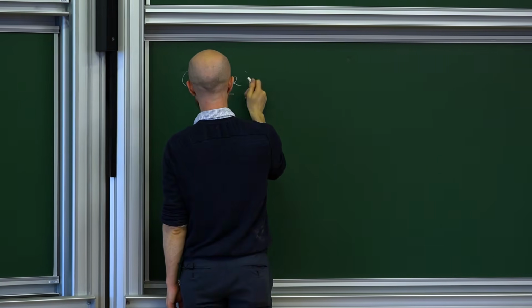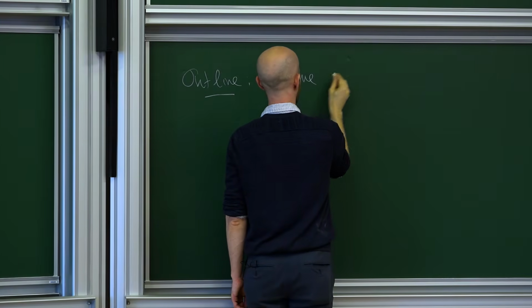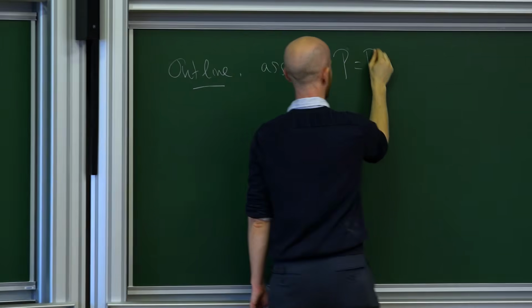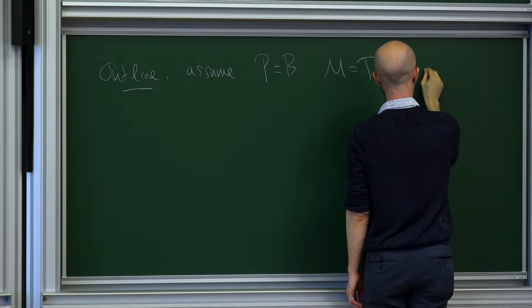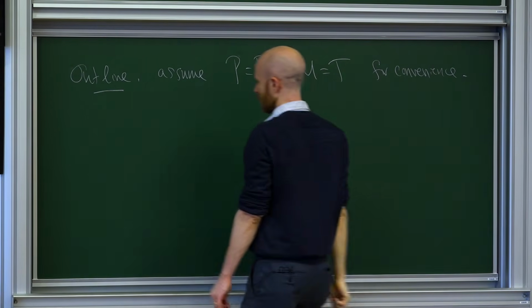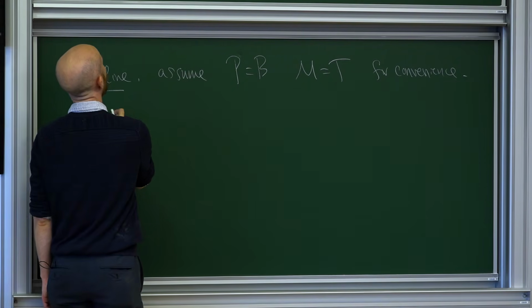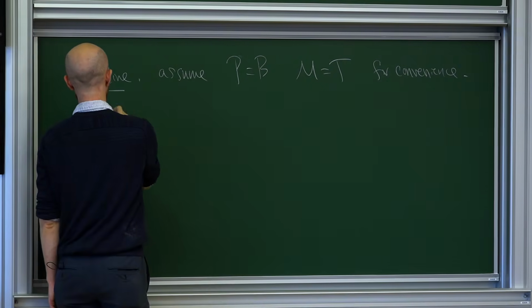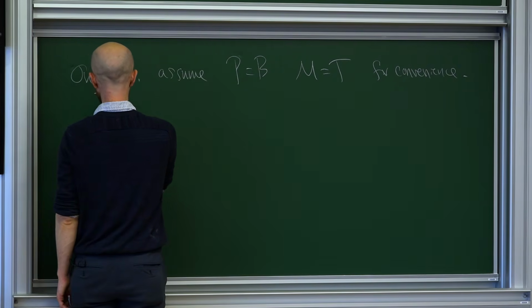Okay, so let me do the outline, and let me just assume for simplicity that P is equal to B and M is equal to T for convenience. It doesn't really make a serious difference. Well, it makes a serious difference at some points, but okay.